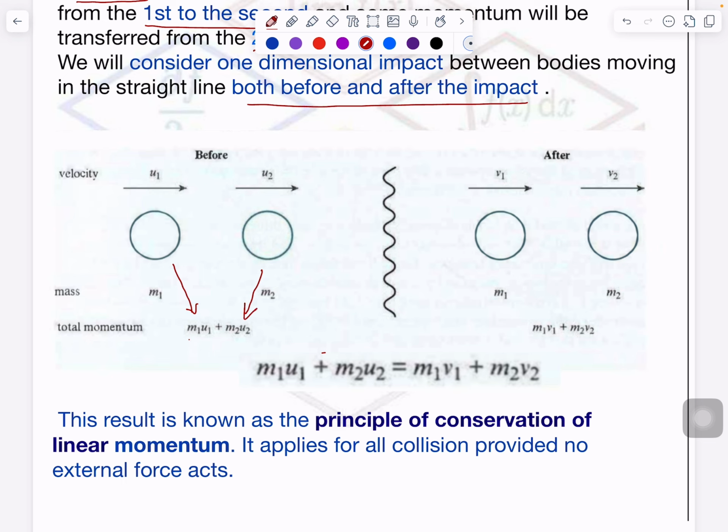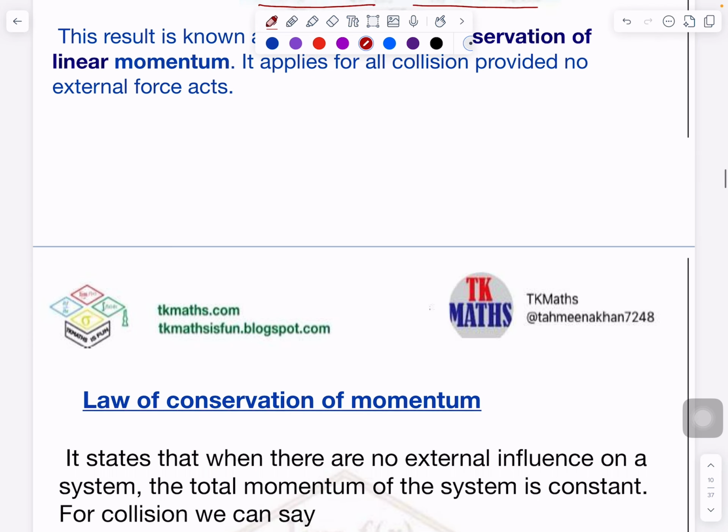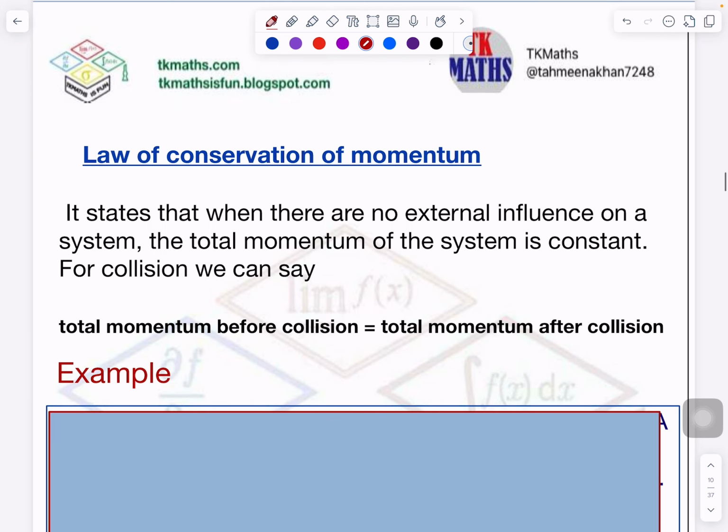Now when the collision happens, the final velocities are v1 and v2. These are general terms, right? So the momentum of both the bodies before collision is equal to the momentum after the collision. This law is called the principle of conservation of linear momentum, right? So let's see this application in the question.